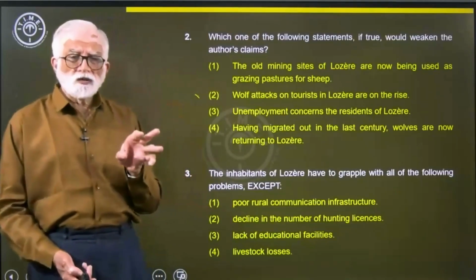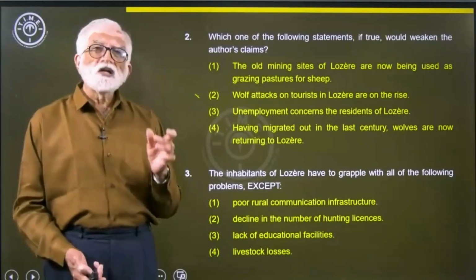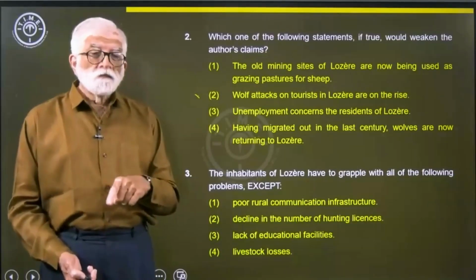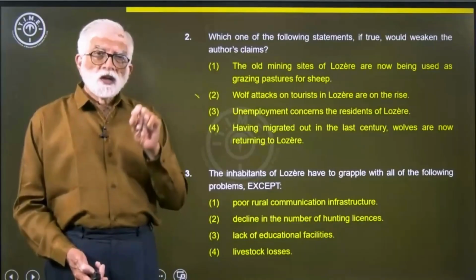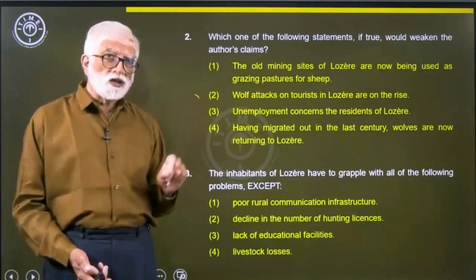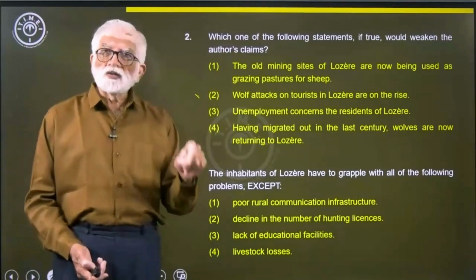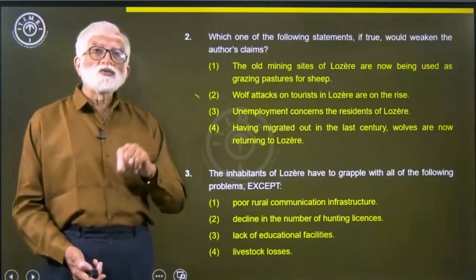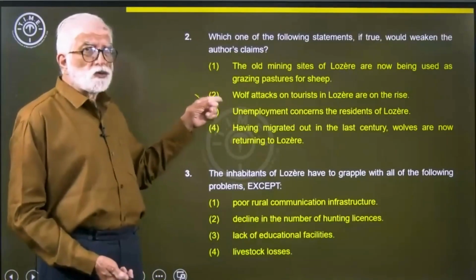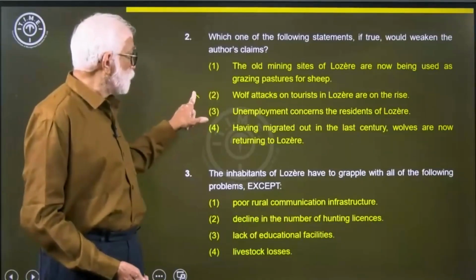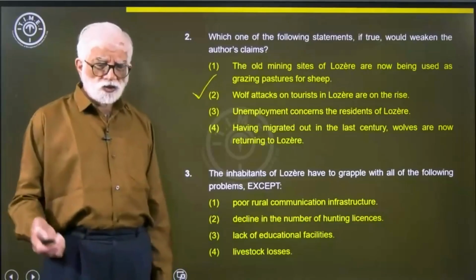The author claimed that wolves are coming back, claimed that farmers were not happy about it, claimed that environmentalists and tourists were happy about it. But if I'm told anything that questions any one of these statements, and I don't have anything here that questions are wolves coming back, I don't have anything here that questions are farmers unhappy, but I do have something here that questions are tourists happy. And tourists, if they are being attacked by wolves, are not going to be happy. So, which means 2 is what weakens that claim of the author. Okay. So, 2 is the answer to this question.